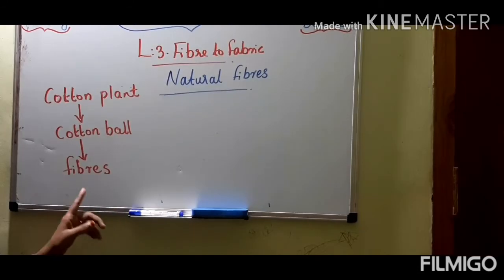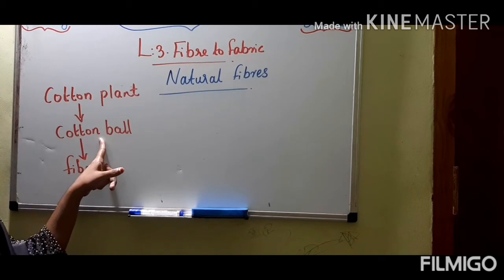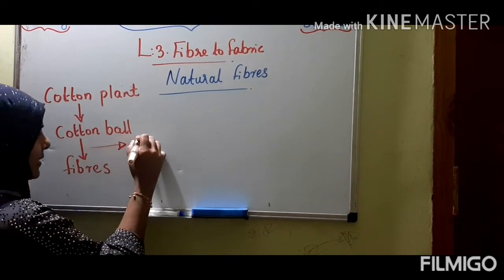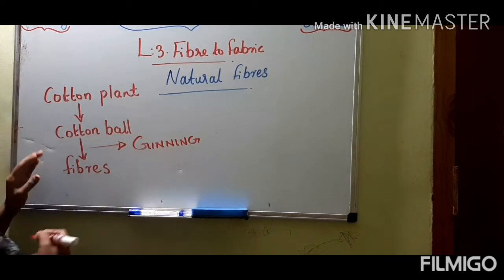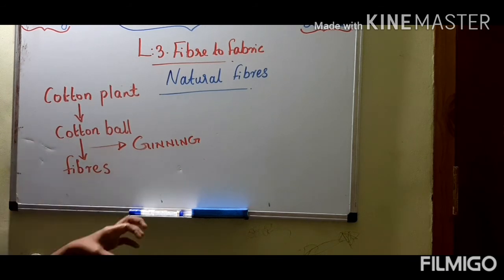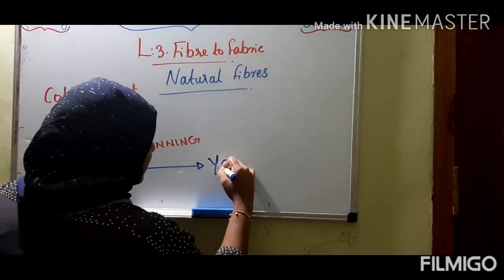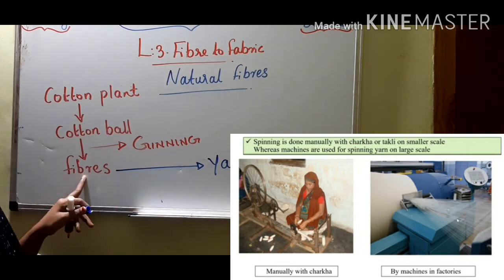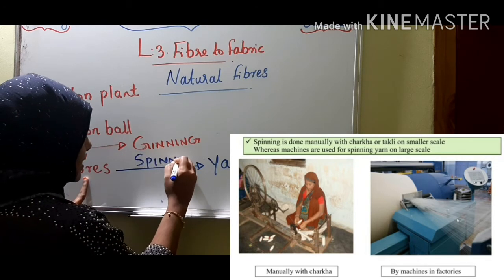Dear children, we can get the cotton fibers from the cotton ball. This process we call ginning. That is, fibers are obtained from the cotton ball by combing. That process we call ginning. We make yarn from the fibers, cotton yarn from the cotton fibers. That process we call spinning.